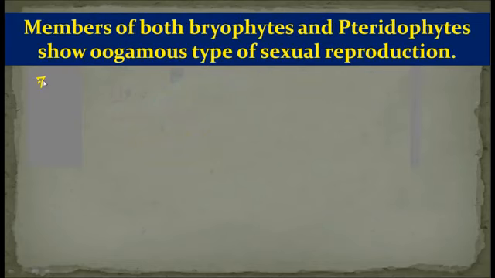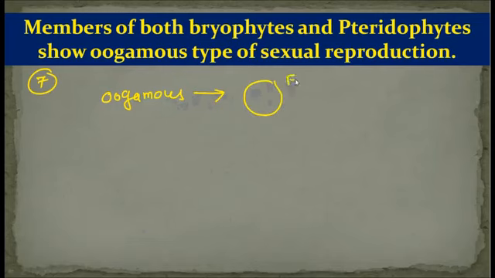All right. Now the seventh similarity between the bryophytes and pteridophytes is that members of both show the oogamous type of sexual reproduction. Now what is meant by oogamous type of sexual reproduction? It is a sexual reproduction in which the female gamete is larger than the male gamete. All right. That means male gametes are small and the female gametes are larger. This is the first condition to be oogamous.